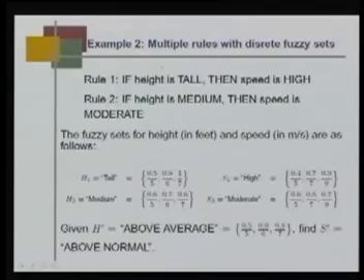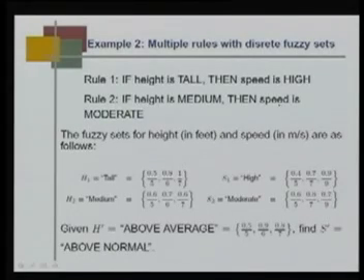There are two rules now. Rule 1: if height is tall, then speed is high. Rule 2: if height is medium, then speed is moderate. This describes a rule for a person, how fast he can walk. Normally those who are tall can walk very fast, and those who are short, naturally their speed will be less. So, this is one fuzzy rule that expresses the speed of a person while walking.